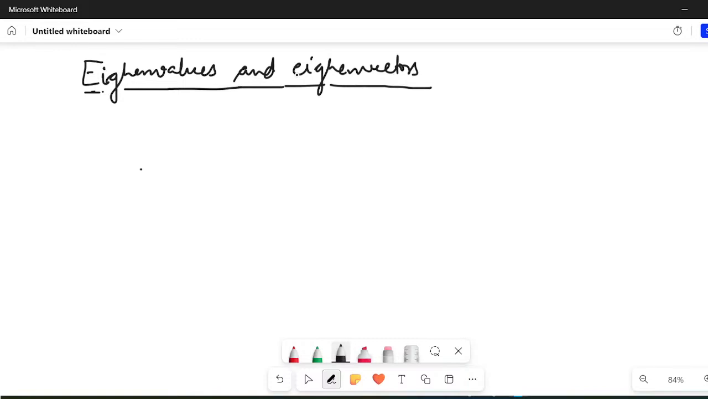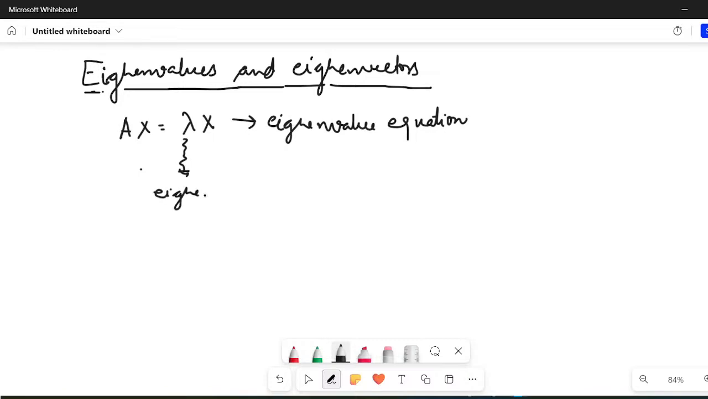So any eigenvalue problem would consist of, I'm just writing it here. What is an eigenvalue problem? A into column x is equal to lambda times x. This particular problem is called your eigenvalue equation, and this lambda is called the eigenvalue corresponding to A.